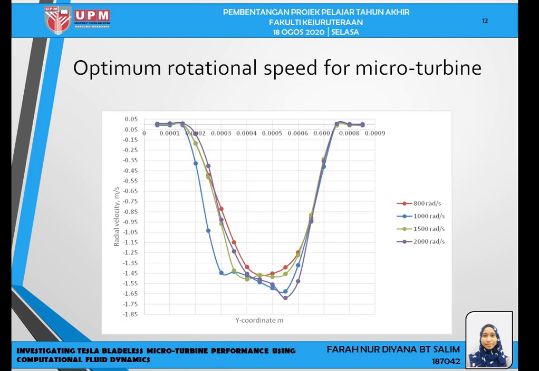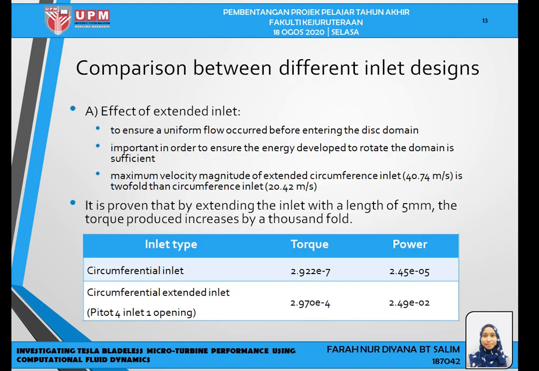Okay, so my results and discussion. For the rotational speed, I'll be choosing 800 radians per second since it has the nicest line curve, the red one. So I'll be using 800 radians per second throughout my investigation analysis.